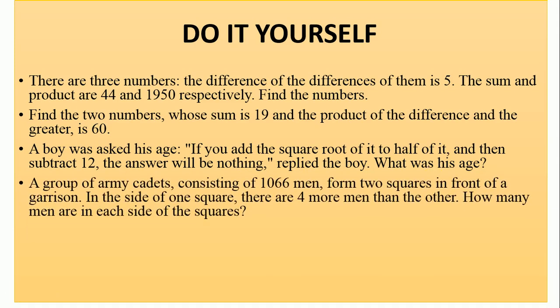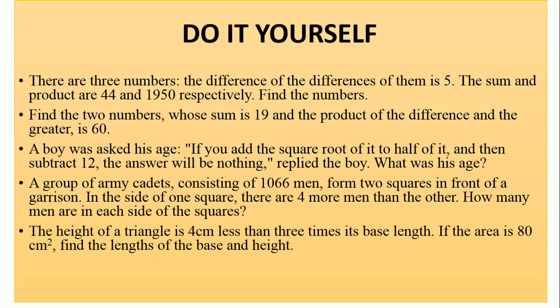The fourth question: a group of army cadets consisting of 1,066 men form 2 squares in front of a garrison. In the side of one square there are 4 more men than the other. How many men are in each side of the square? You can see the kind of question that, when you practice with, will boost your confidence in creating a word problem leading to simultaneous quadratic, from which you have a quadratic equation.